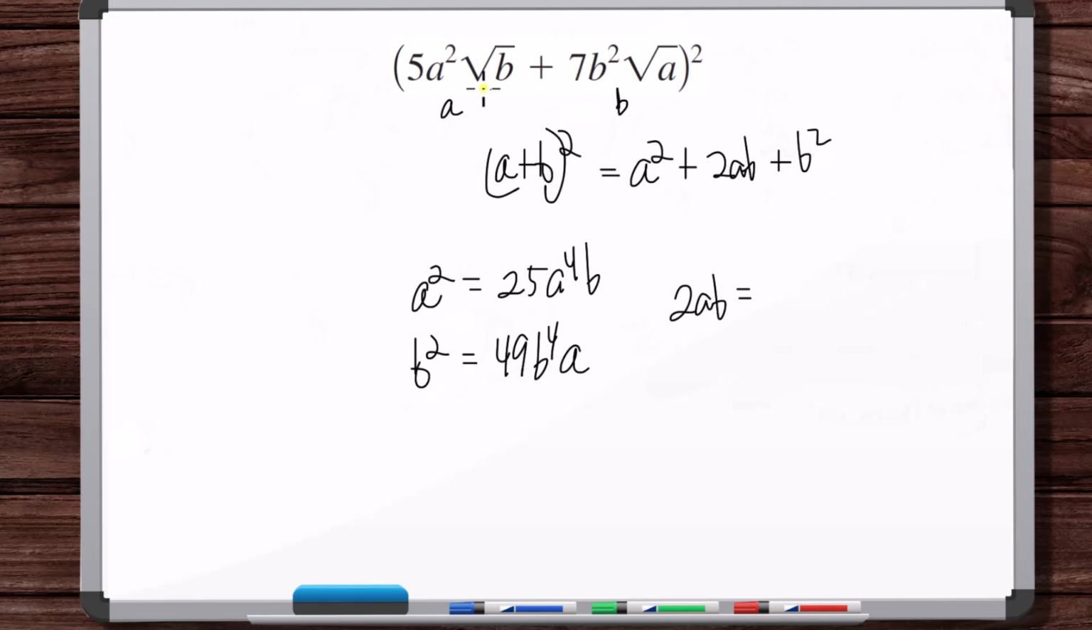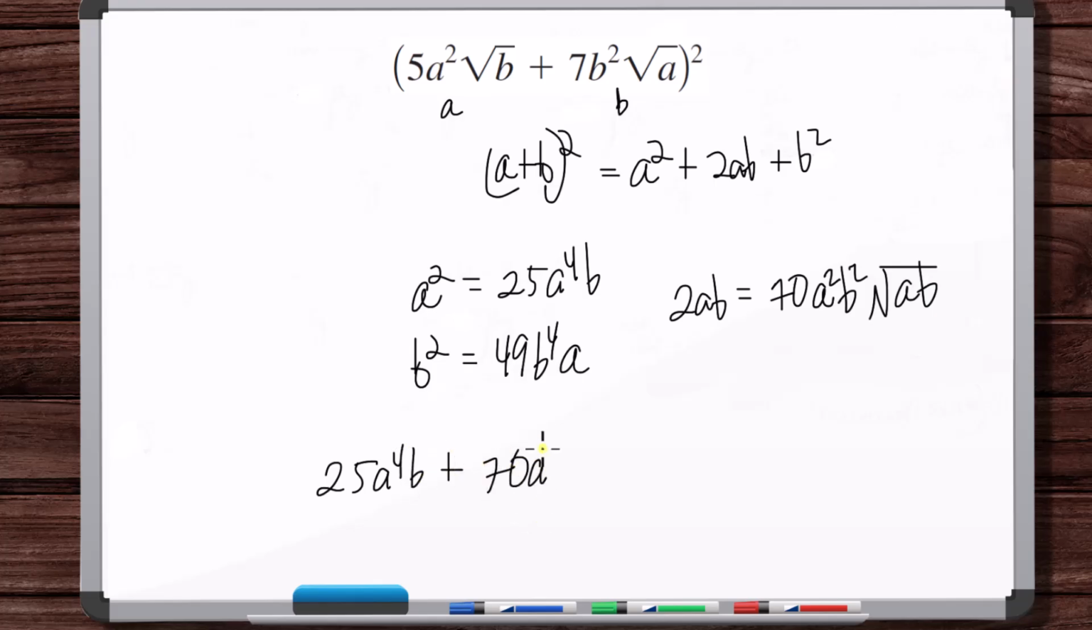So 5 times 2 is 10. 10 times 7 is 70. Then A squared B squared, and then root AB. So, okay, A squared plus 2AB plus B squared.